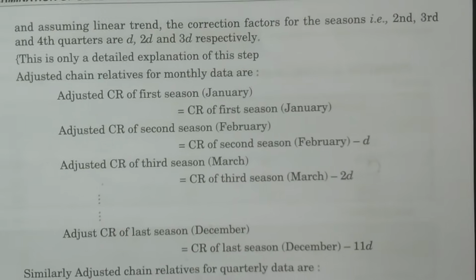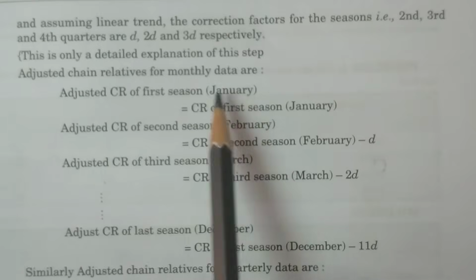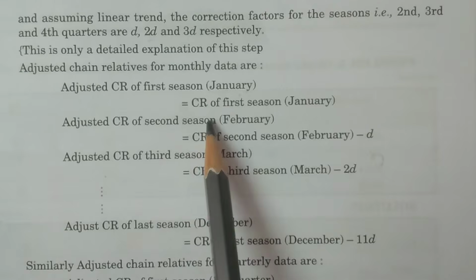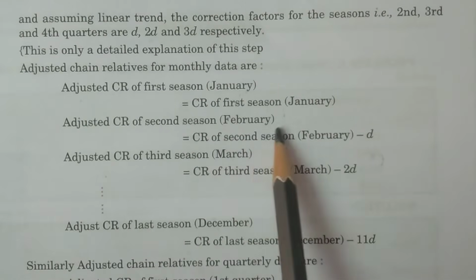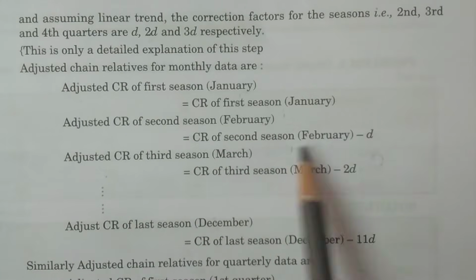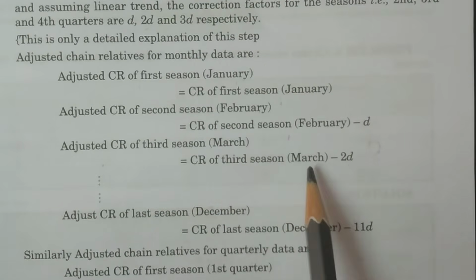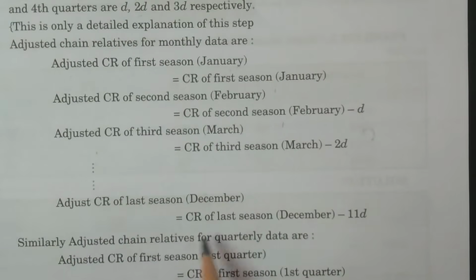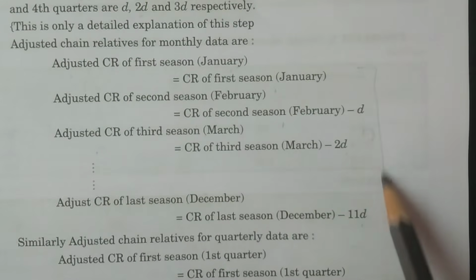Now, assuming the linear trend, for monthly data, the adjusted CR of the first season, January, is the CR of the first season. The adjusted CR of the second month, February, is the CR of February minus D. The adjusted CR of the third season, March, is the CR of March minus 2D, and so on. The adjusted CR of the last season, December, is the CR of December minus 11D. These are the formulas for monthly data.